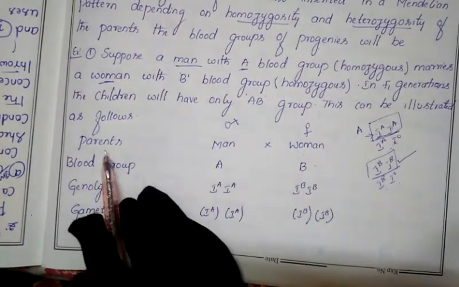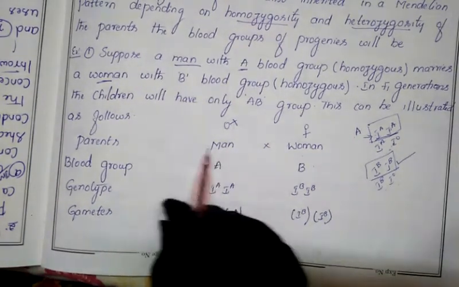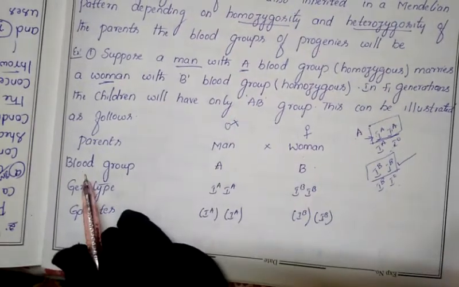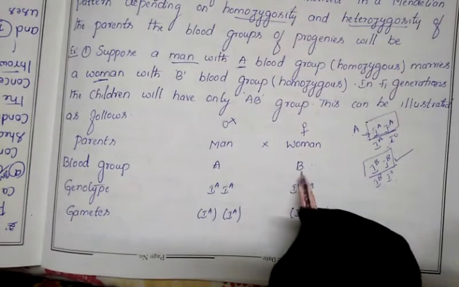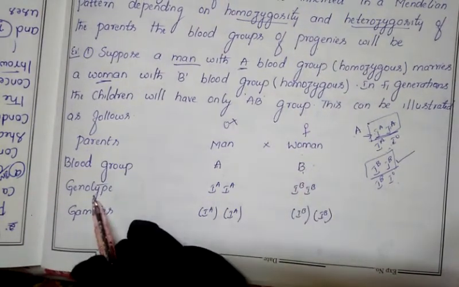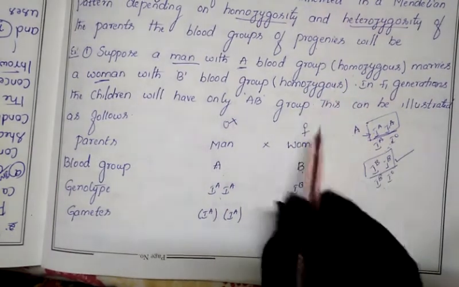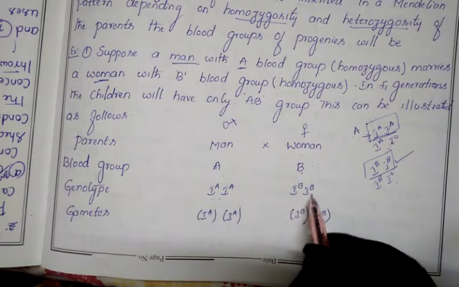So the parents, what have they been given? Parents, father and mother. Here they are given a man and a woman. The man's blood group is A, and this one's blood group is B. Then we have to write the genotype for this one. What genotype do we write here? They mention homozygous. Just now I said, homozygous IA IA and this is IB IB.